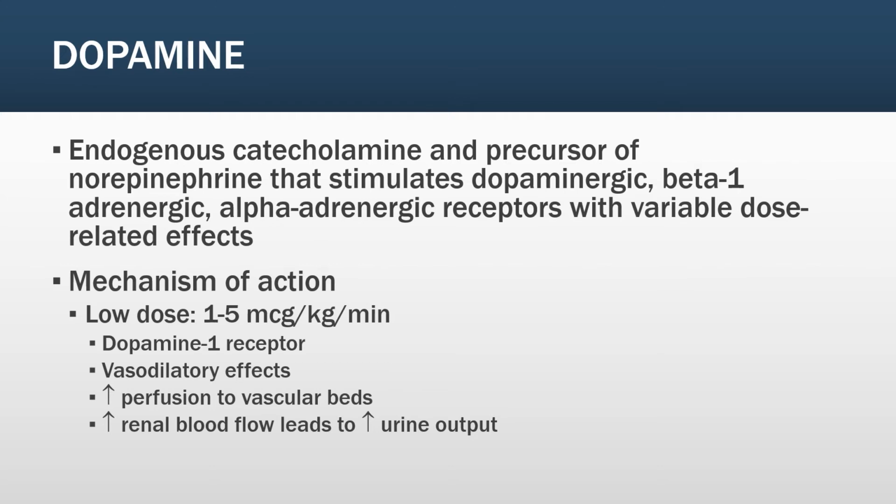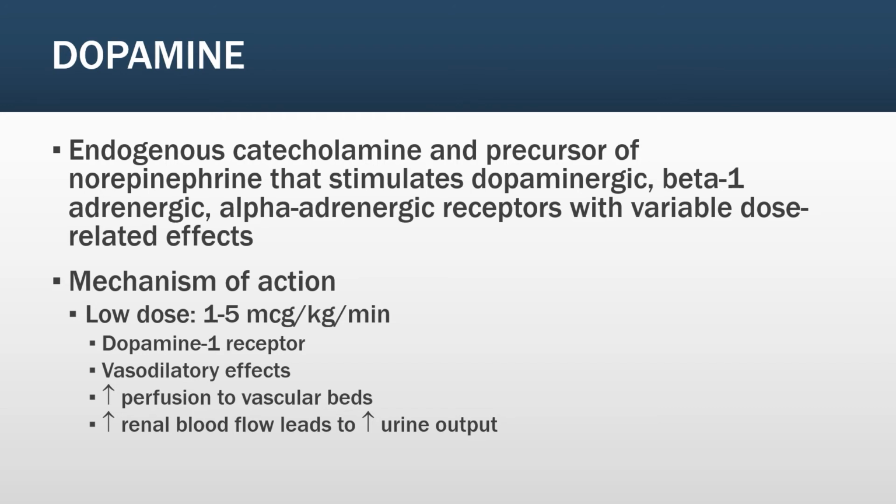We'll start with some information with respect to dosing. With low dose, which is around 1 to 5 micrograms per kilogram per minute, you get predominantly dopaminergic receptor stimulation, which causes vasodilatory effects in the mesenteric area, so increases perfusion to the vascular beds, increases renal blood flow, and can lead to an increase in urine output, although the effect on urine output will vary, and evidence in the clinical practice area remains somewhat controversial.